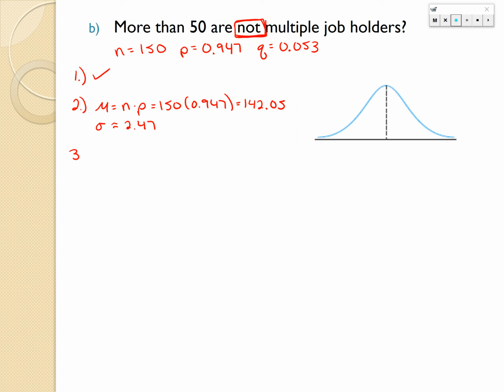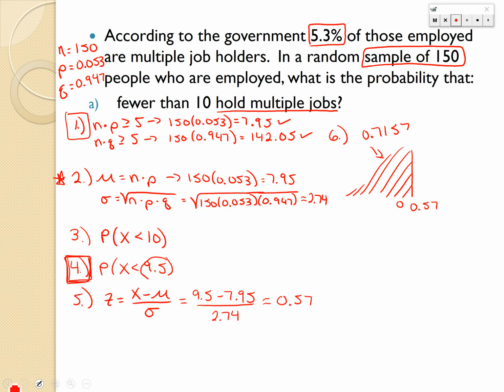Step 3, probability. We want our data value to be more than 50. Correction factor. I am just going to take a little flip back. I want to make sure you see how to use that table.